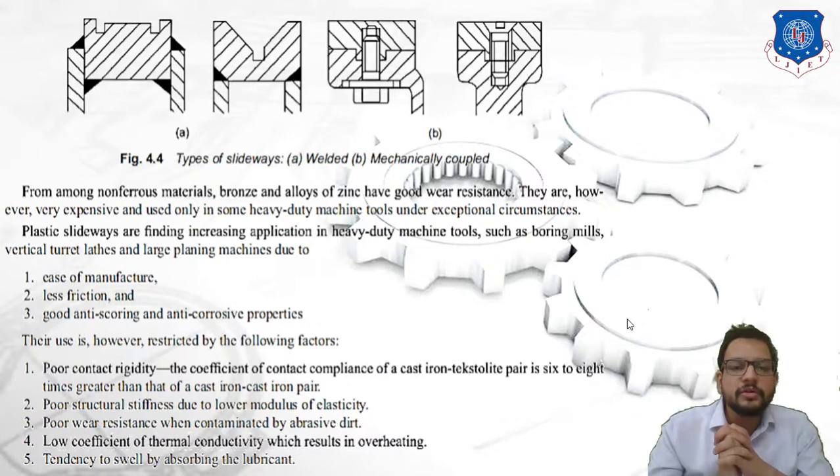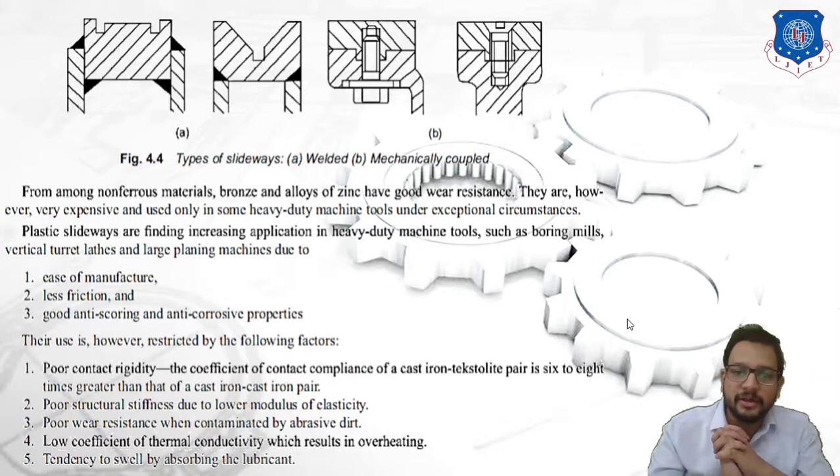Okay, also there is a material, plastic, which can be used for preparing slideways. Again its application is in heavy duty machine tools such as boring machines, milling machines, vertical turret lathes and large planing machines.